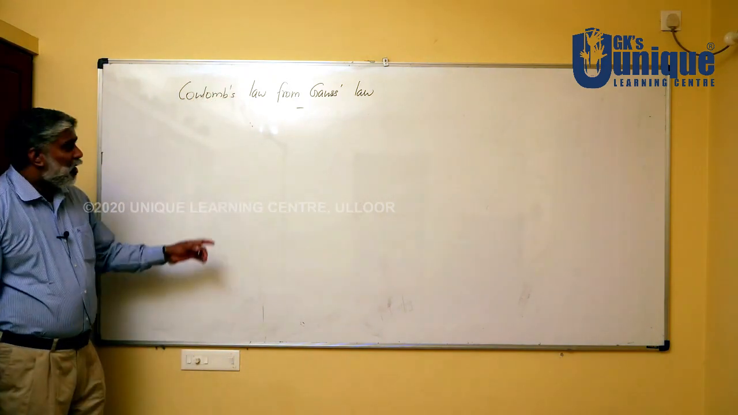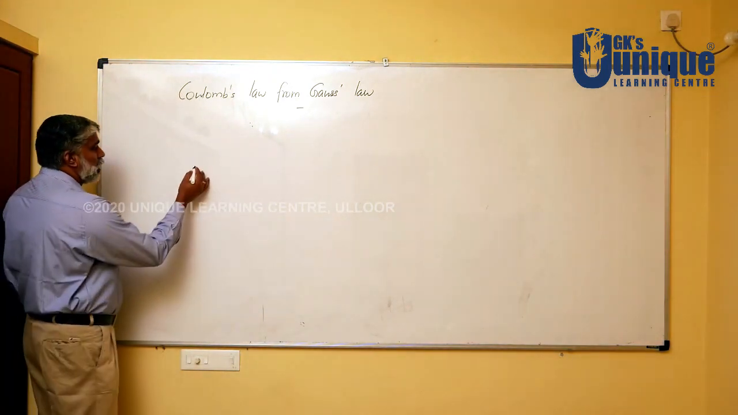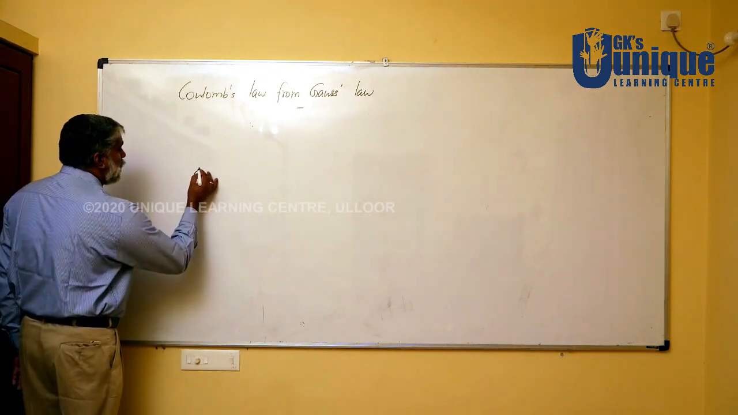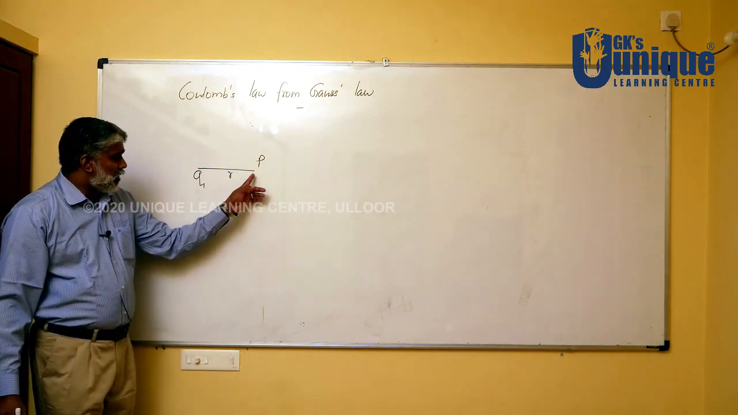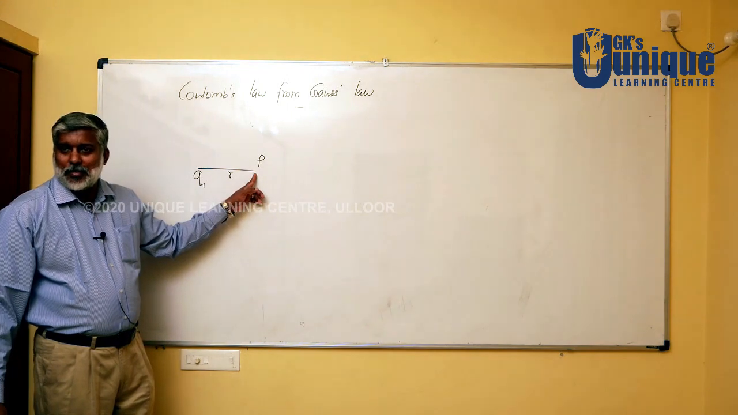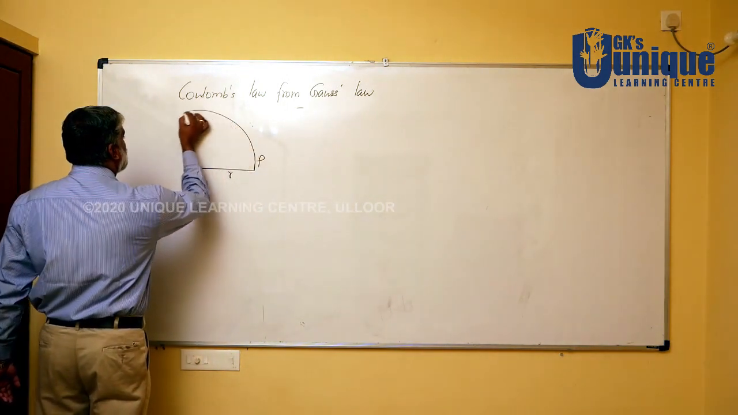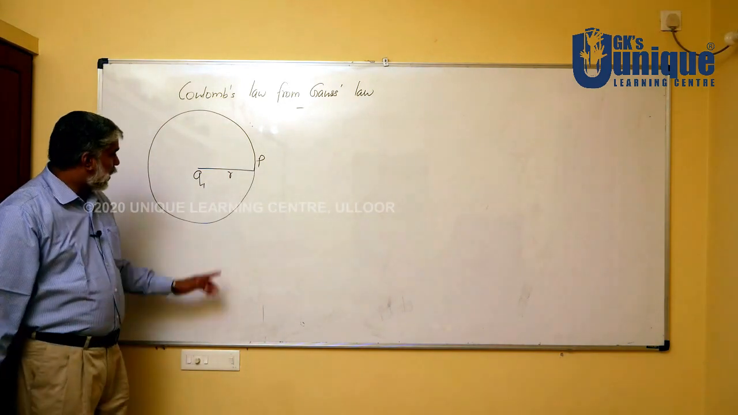So question: obtain Coulomb's law from Gauss's law. Okay. Say consider a charge Q1, say positive. P is a point at a distance R from it. We want to find the electric field at P. For that, we use Gauss theorem. Including P, we consider a closed surface. It is a sphere of radius R.